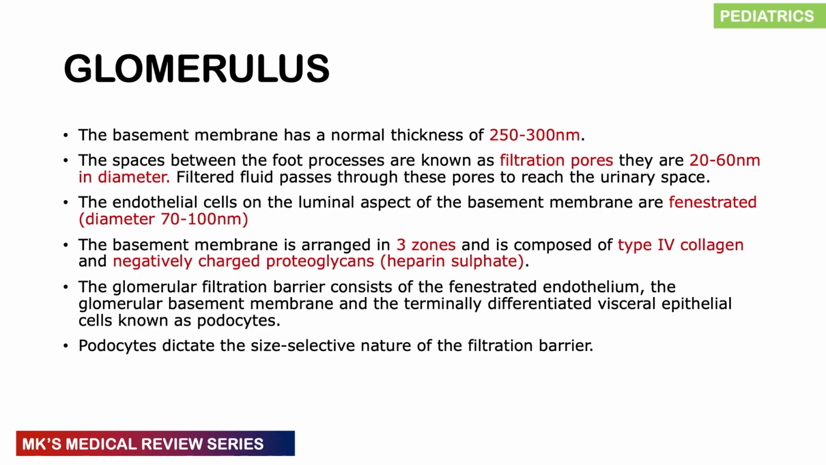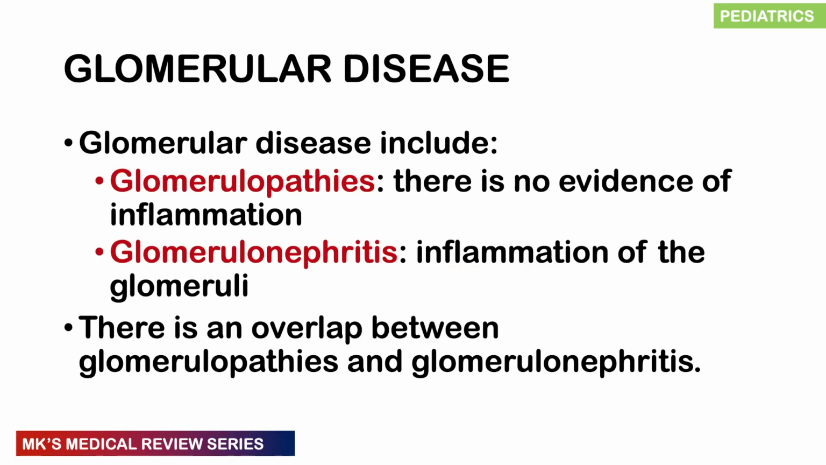So remember that the glomerular filtration barrier is going to be consisting of a fenestrated endothelium, which is pretty much the layers of the cells of the capillaries of the glomerulus. It's going to have a glomerular basement membrane where these cells sit on, and then of course these terminally differentiated visceral epithelial cells, which have these foot processes that are known as podocytes. And remember that the podocytes are going to dictate the size selective nature of this filtration barrier.